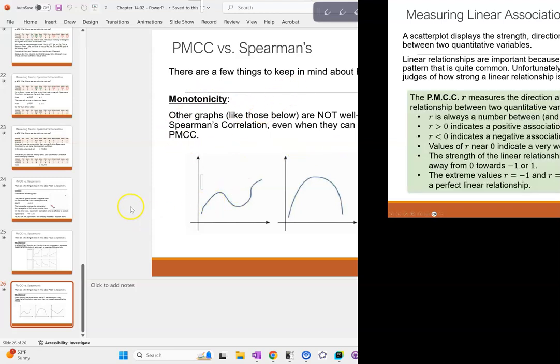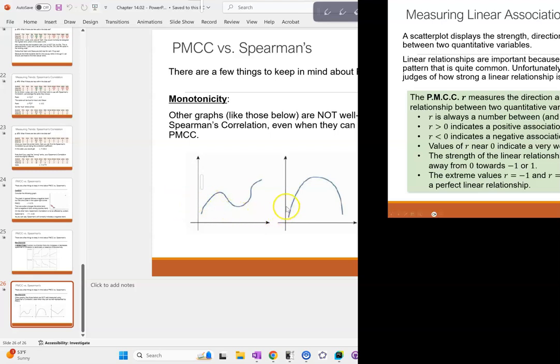So to do that, we're going to use what's called the PMCC. That stands for Pearson Product Moment Correlation Coefficient. We represent that statistic with the lowercase letter r. How many of you guys remember r from Algebra 2 and Pre-Calculus?